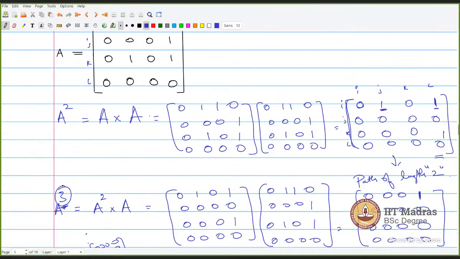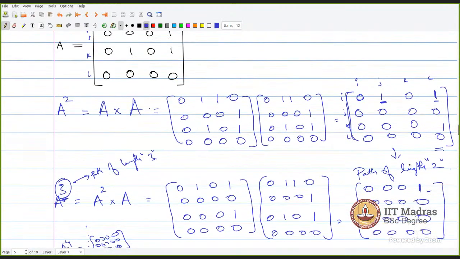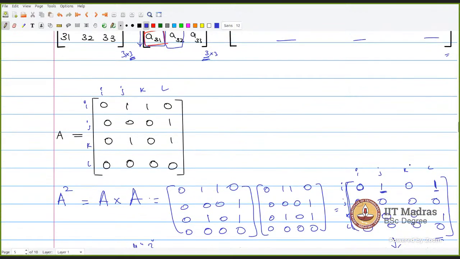So let us check by drawing the graph also. This is how this A cube gives me paths of length 3. This is telling me that there is a path of length 3 from I to L. Let us check whether there is a path of length 3 or not. We have the adjacency matrix with us, right? We can draw the graph. So vertex I, vertex J, vertex K, and vertex L.